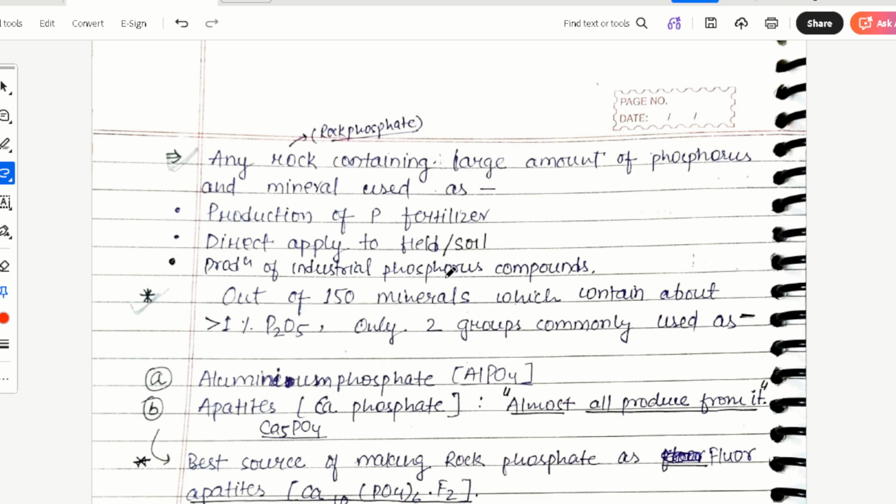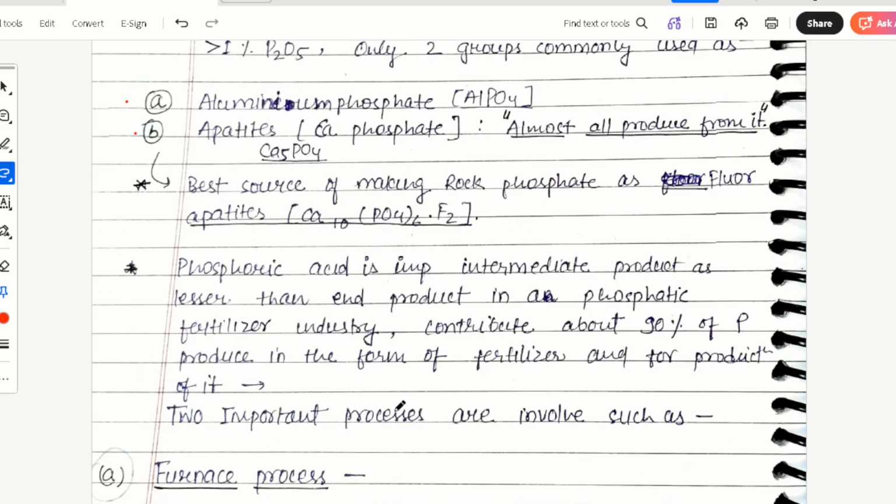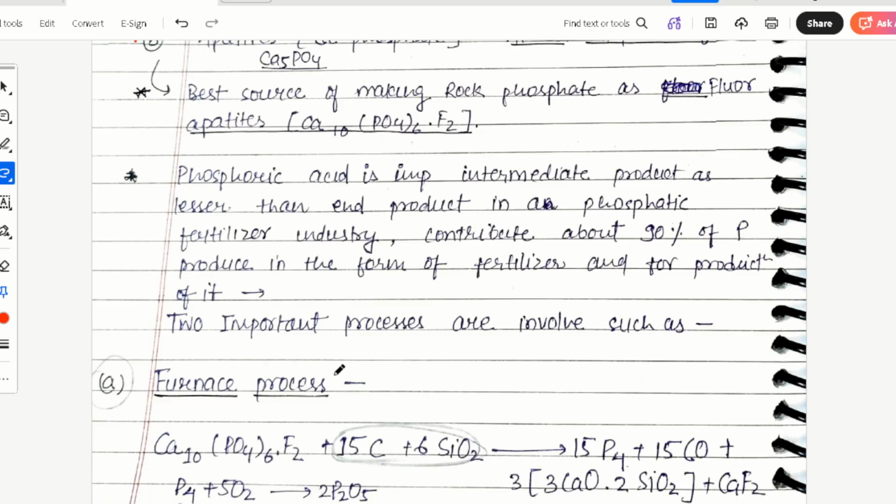For the production of industrial phosphorus compounds, out of 150 minerals, those which contain about 1% P2O5. Only two groups are commonly used: the first one is ammonium phosphate and the second one is apatite. Apatite is commonly produced from fluorapatite, whose chemical formula is Ca10(PO4)6F2. Phosphoric acid is an important intermediate product rather than an end product in the phosphatic fertilizer industry.